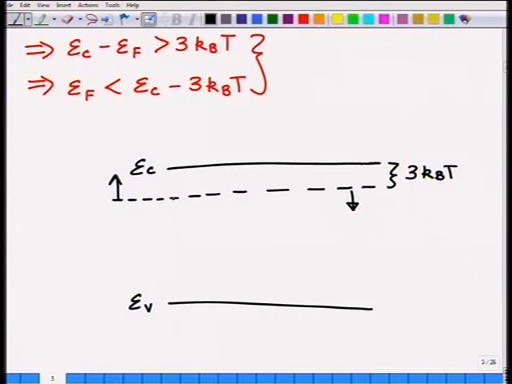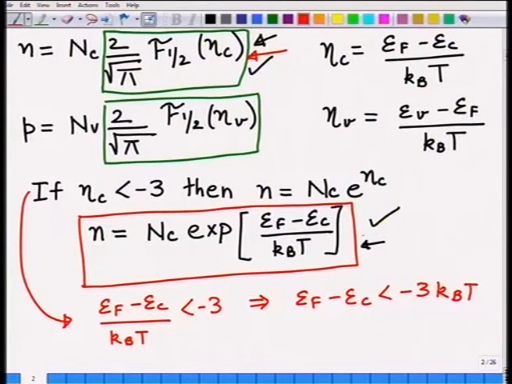That is, if we know where the EF is, if we know the value EF, then we can determine n in general by using this equation always. But if EF is 3 kBT below this EC level, then we can use this approximation: n equal to NC e to power EF minus EC by kBT.